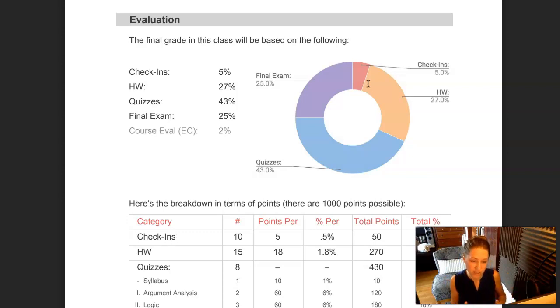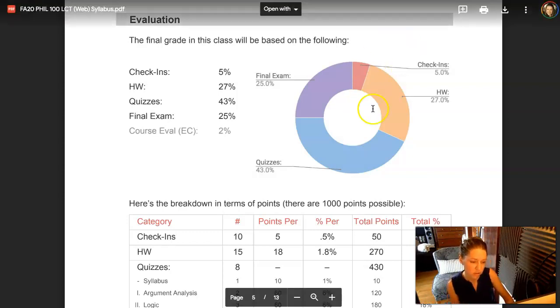Ideally, it's something you do after you've completed all the work for the week, but you don't have to complete all the work for the week in order to check in. So check in by the end of the week, no matter where you're at. Indeed, if you are falling behind, checking in is especially important. So don't forget to check in.